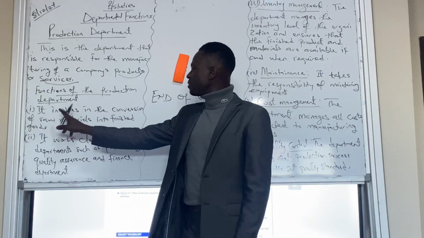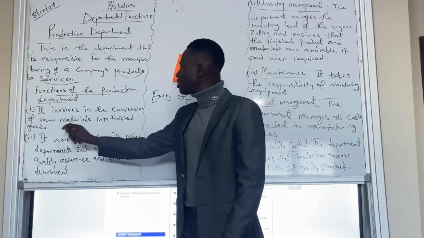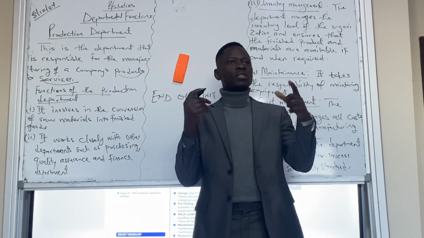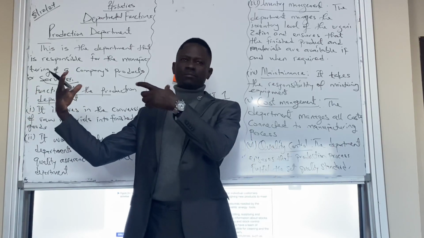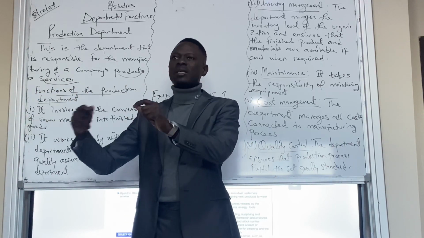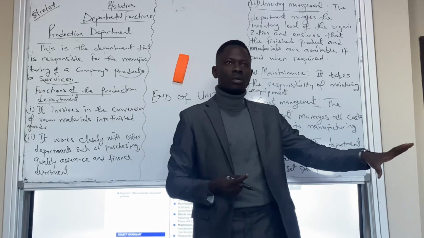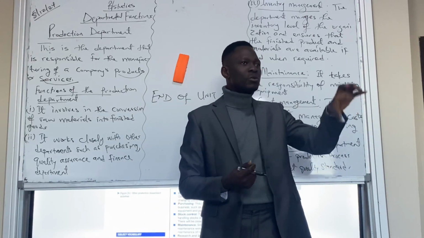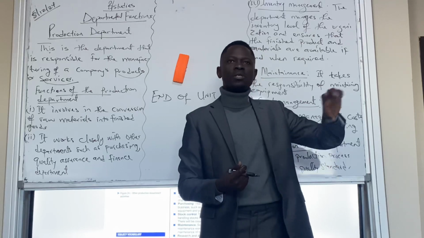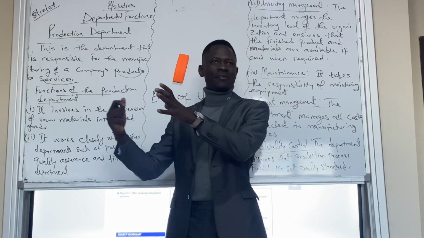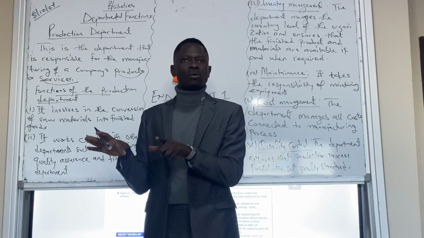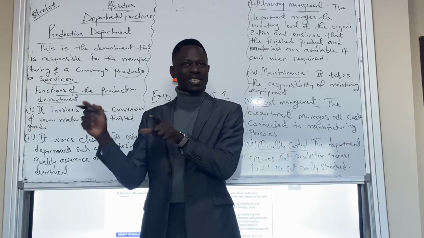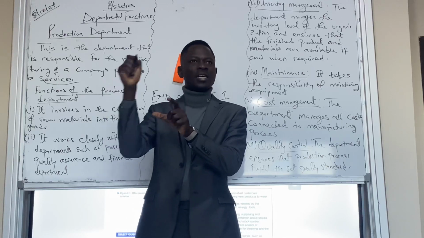The first one, it involves in the conversion of raw materials into finished goods. When we talk about conversion of raw materials, that means they've gotten the supply from whatever business it is. Now they have to convert it to be ready to be sold. So we call finished goods are goods that are ready to be sold. But before they can be sold, it would have meant that they have converted those raw materials, which is the secondary sector of the economy. The secondary sector converts raw materials into finished goods.